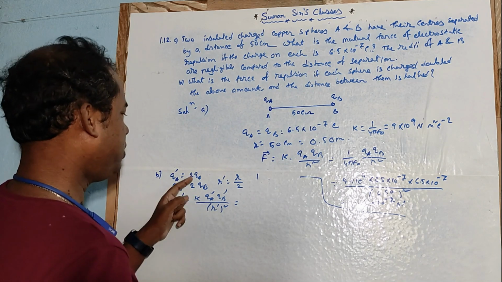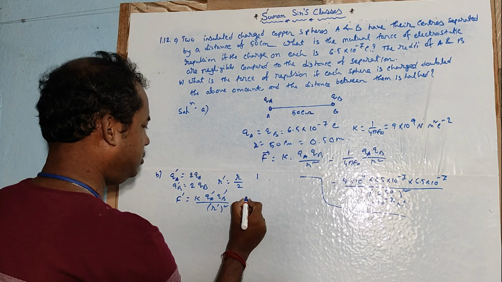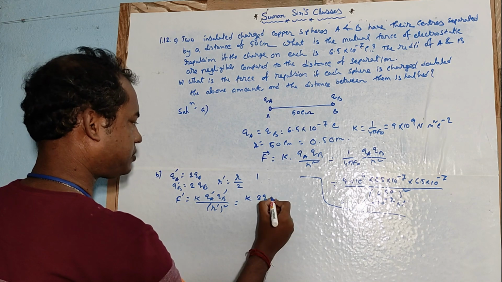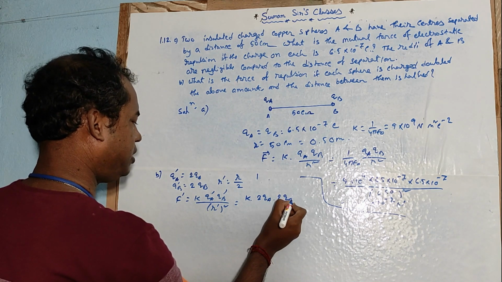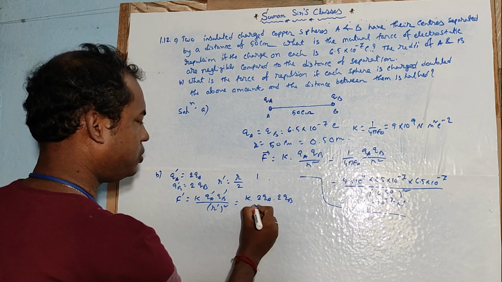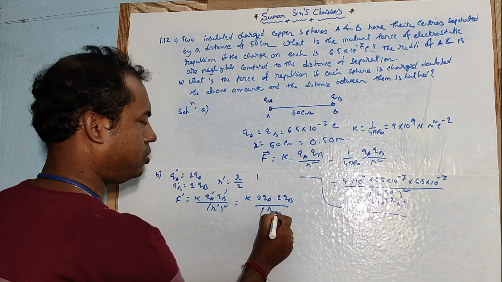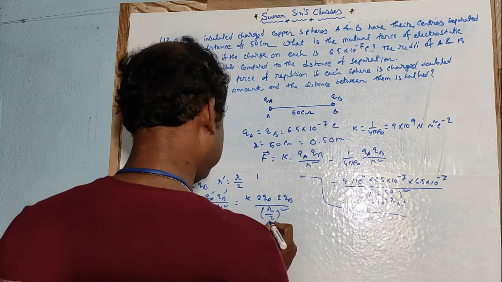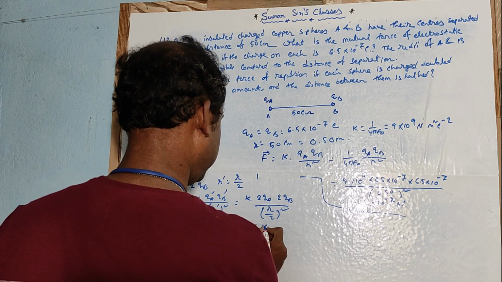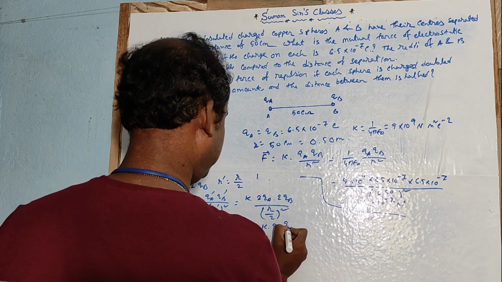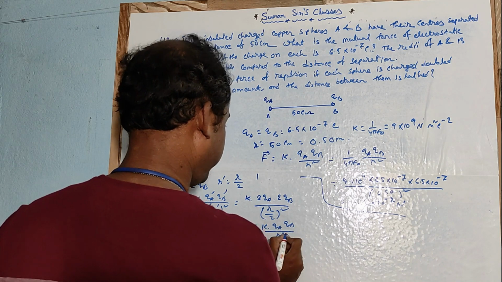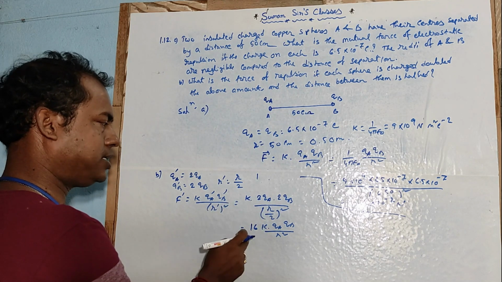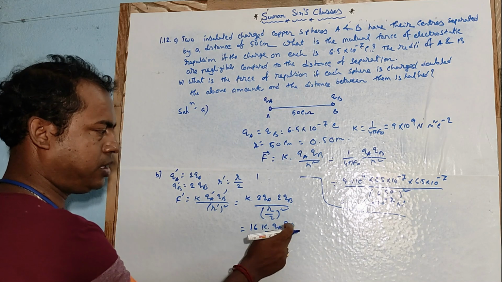Now QA dash equals 2 QA, so putting the value, K into 2 QA into 2 QB. Now R dash equals R by 2, so we write R by 2 whole square. It may be written in the form 16 K QA into QB by R square. Simple: 2 square is 4, and 1 by (1 by 2) square is 4, so 4 into 4 equals 16. So 16 K into QA into QB by R square.